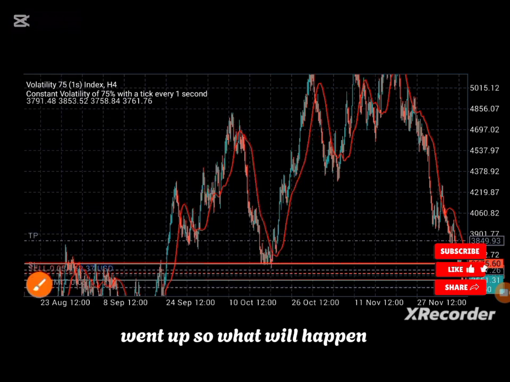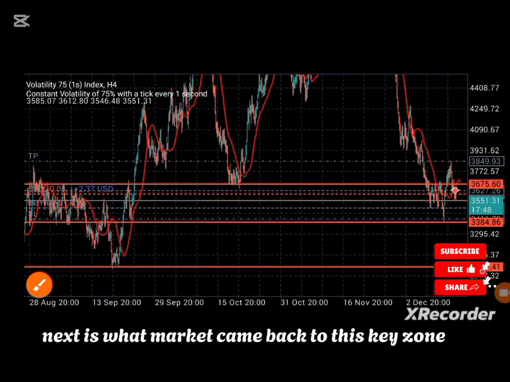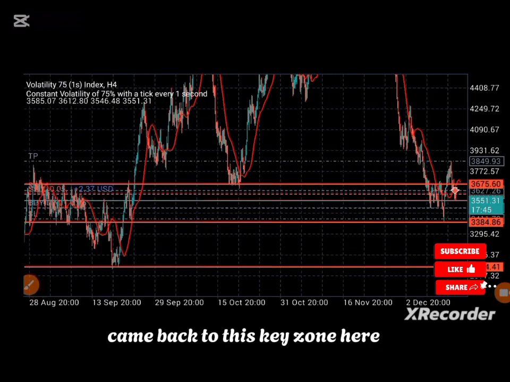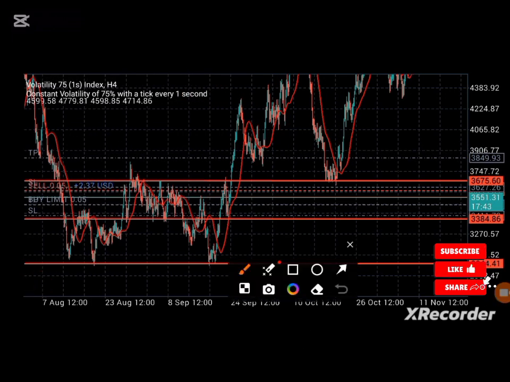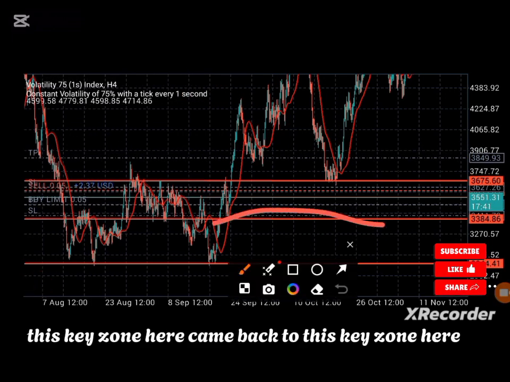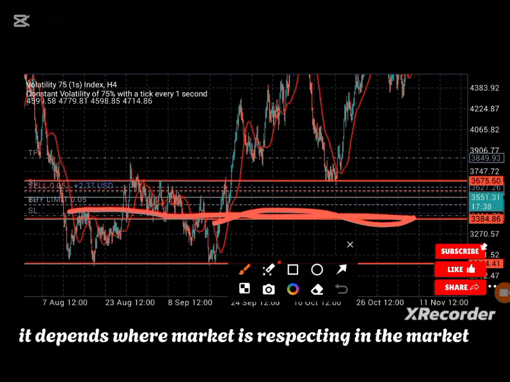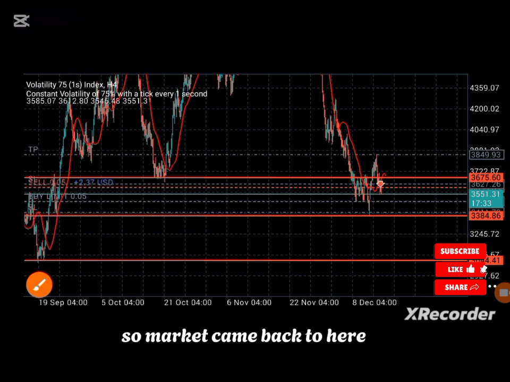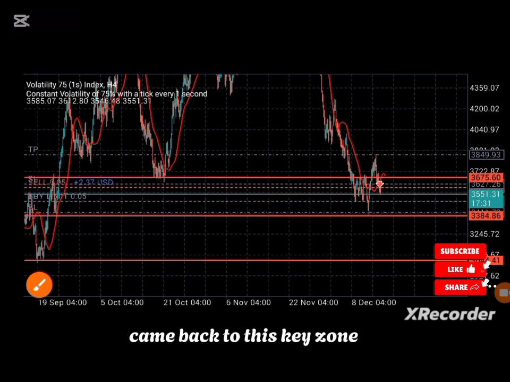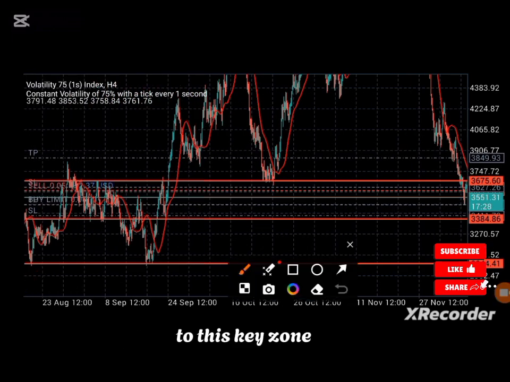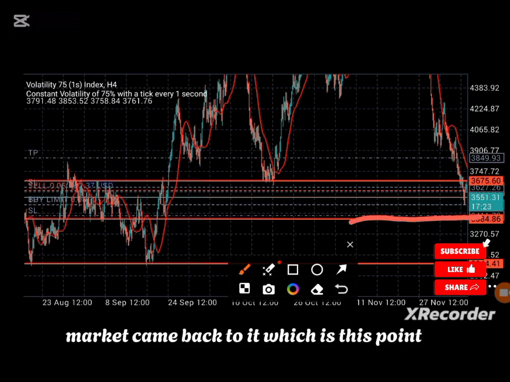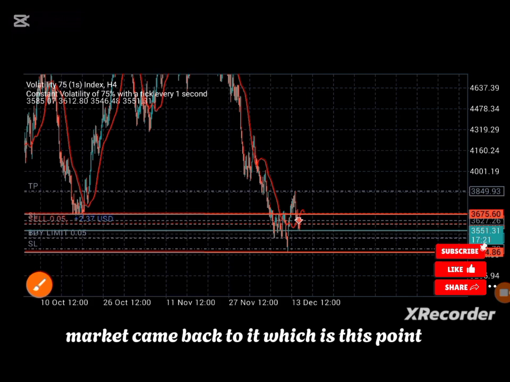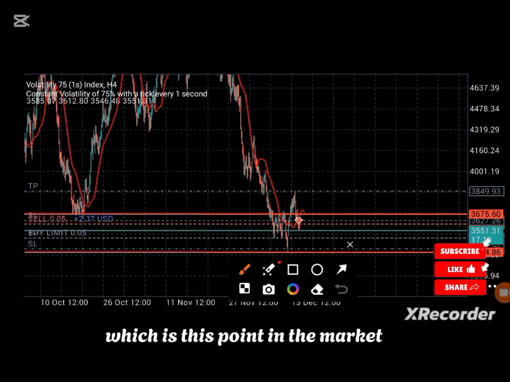What happened next is the market came back to this key zone here. You can see it's a point where the market is respecting. The market came back to this particular key zone, this point in the market.